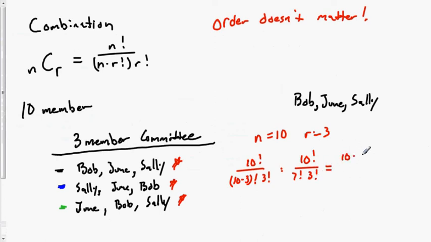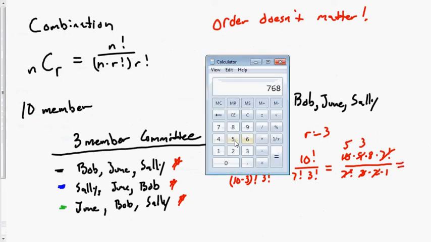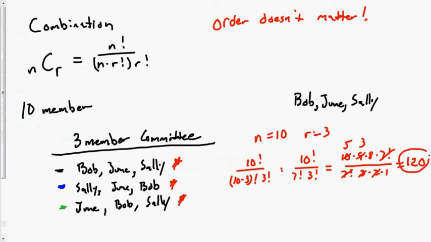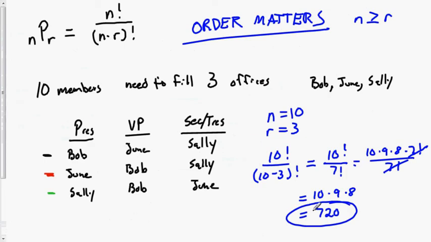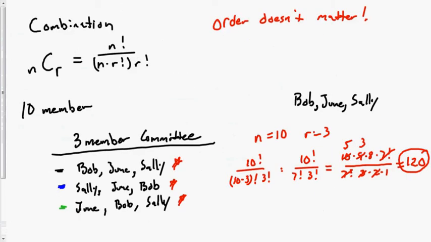So 10 factorial over 7 factorial, 3 factorial. So now this is 10 times 9 times 8 times 7 factorial over 7 factorial times 3 times 2 times 1. The 7 factorials cancel, 3 and 2 will go into that 6, so we've got 5 times 3 times 8. 5 times 3 times 8 is 120. So if we're just choosing a three-member committee, it's only 120 different options. So you'll always see that combinations are less than permutations. See, 720, much more than 120.